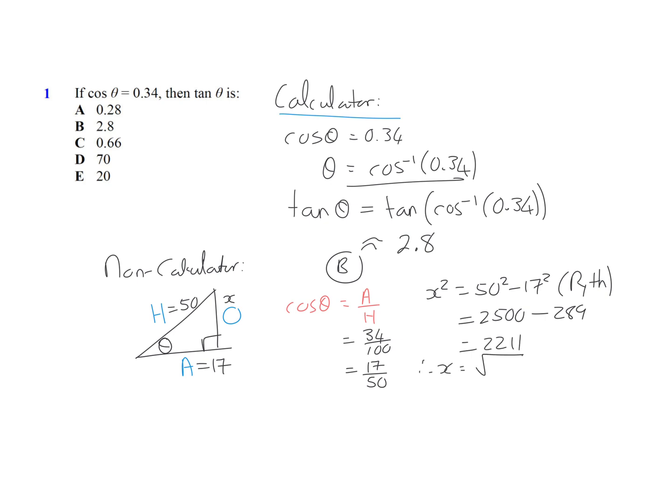So x is the square root of 2211. And the square root of 2211, you can't get that square root without a calculator. So when I want to work out tan theta, remember that is opposite over adjacent, and the opposite is then x, square root of 2211, and adjacent is 17. And you can check on a calculator, that will match about the 2.8, exactly the same answer.